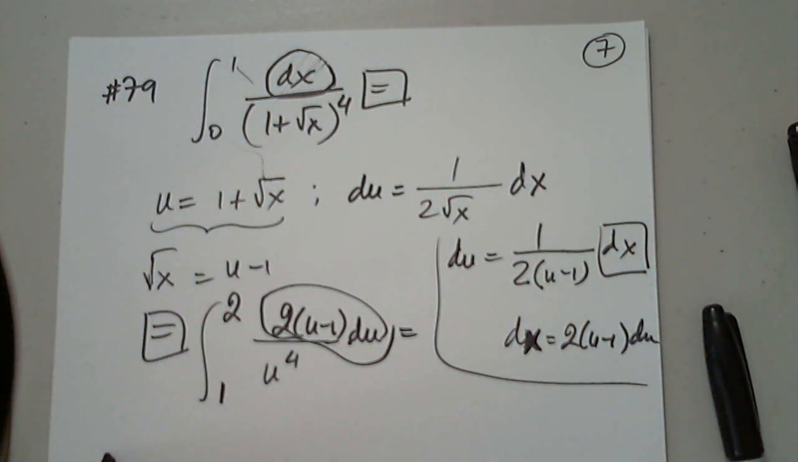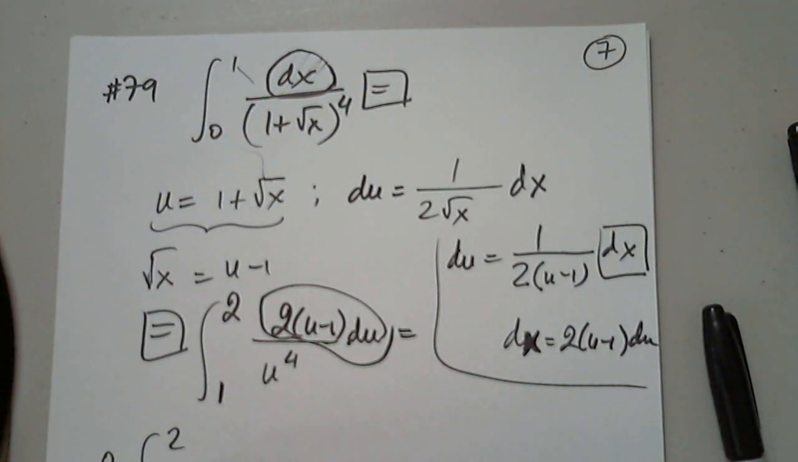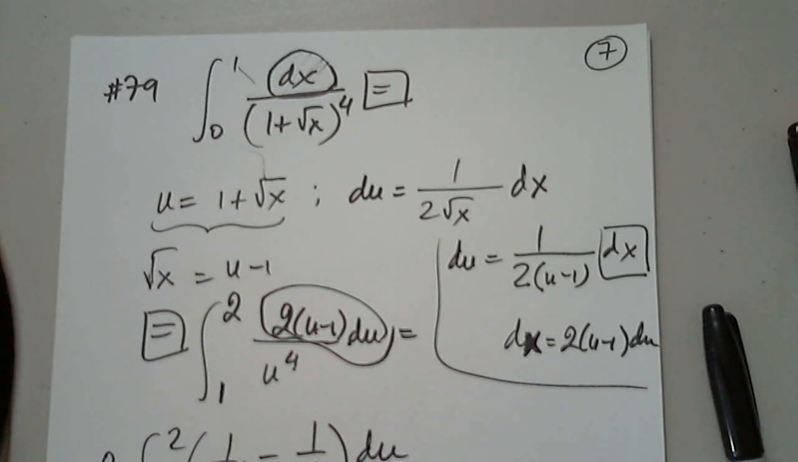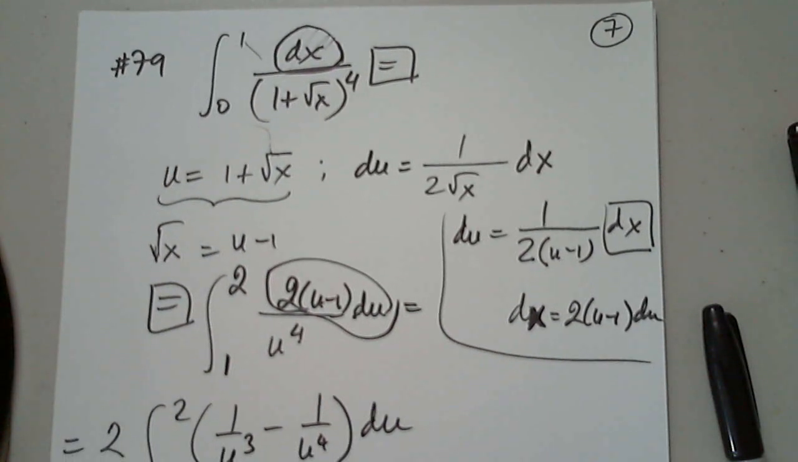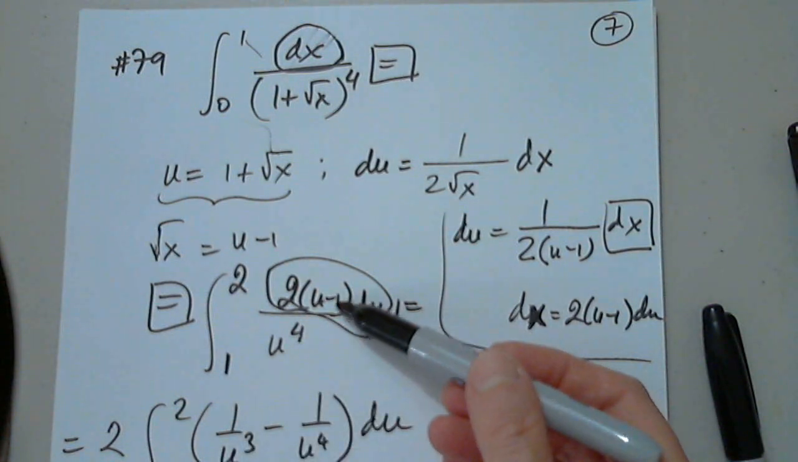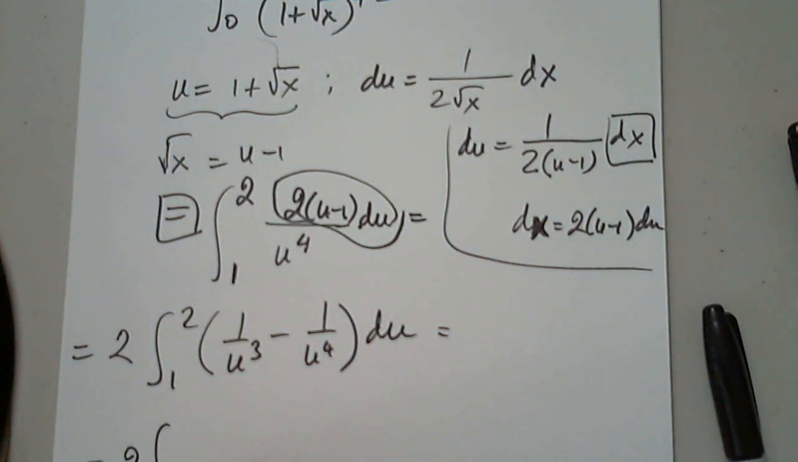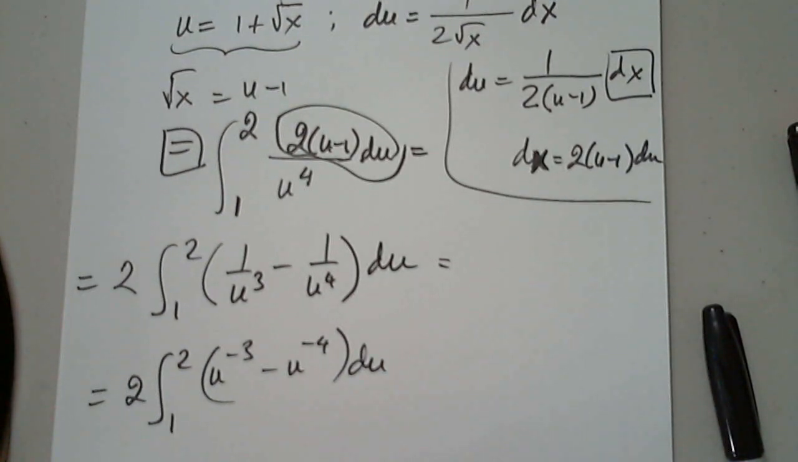So 2 goes outside, the integral from 1 to 2, and now as we did before, twice today, (u minus 1) over u to the 4th will be u over u to the 4th, which is 1 over u to the 3rd, minus 1 over u to the 4th du. Because we have u over u to the 4th, we simplify one u, but this one stays as is. I don't like this the way it is presented, so I have the integral from 1 to 2, u to negative 3 minus u to negative 4 du. This is much better for integration.